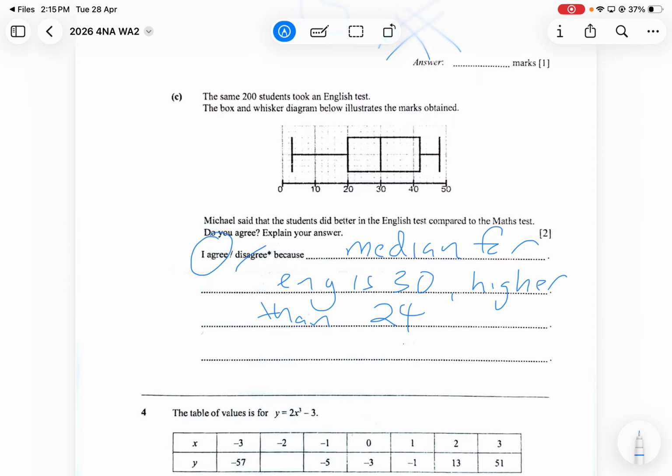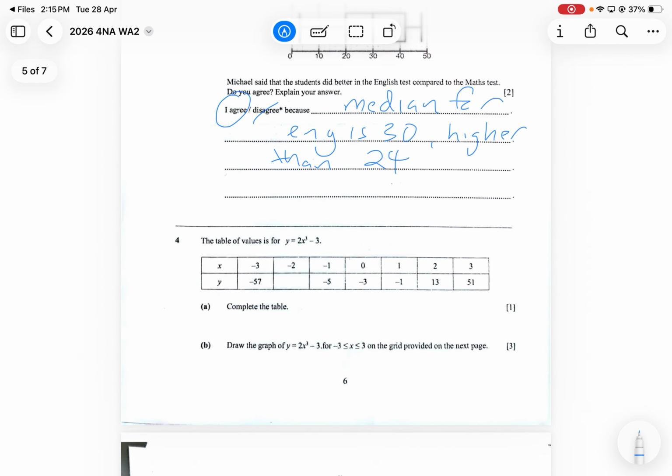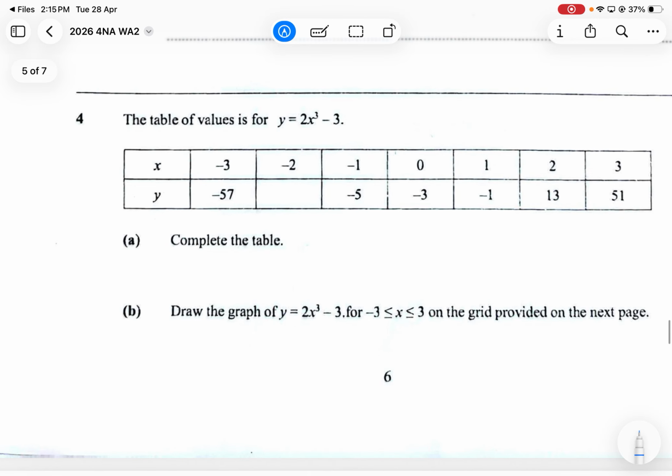That one depends on the setter. I will ask the setter. Okay? Agree. Median, because the median is higher.